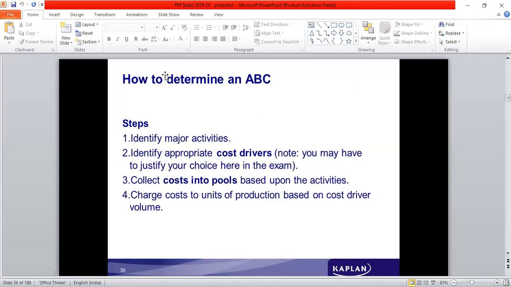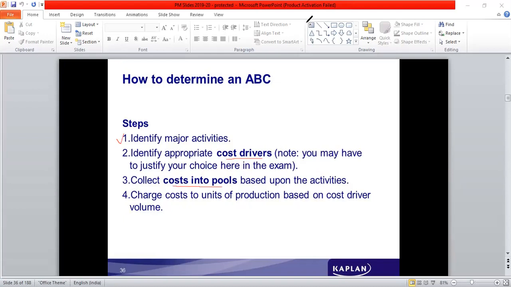Just have a look at the steps in ABC. First, identify the activities, which is already given in this question. There are three different activities. After that, important thing is we have to identify the cost drivers. How would these items be allocated to the products? The basis of apportionment of the activity cost. Then accumulate the cost, collect the cost into cost pools. But that is also given to us in the question. Then finally charging the overheads to the products.